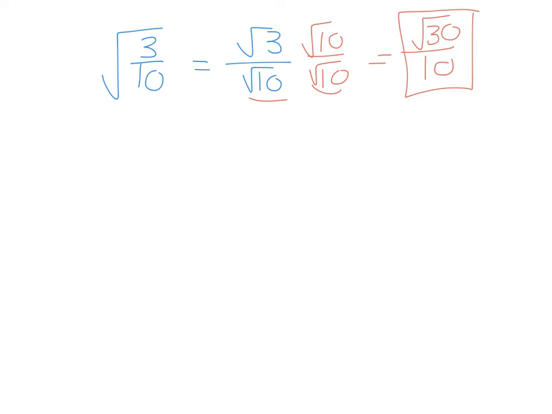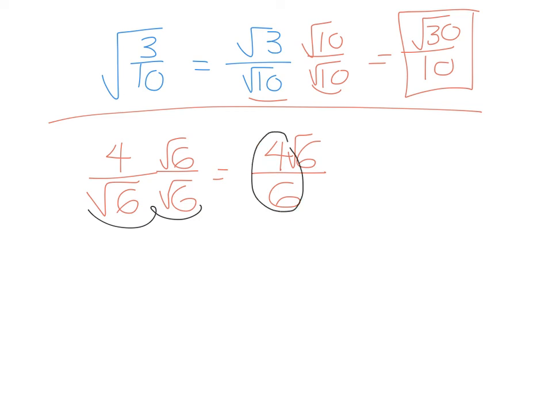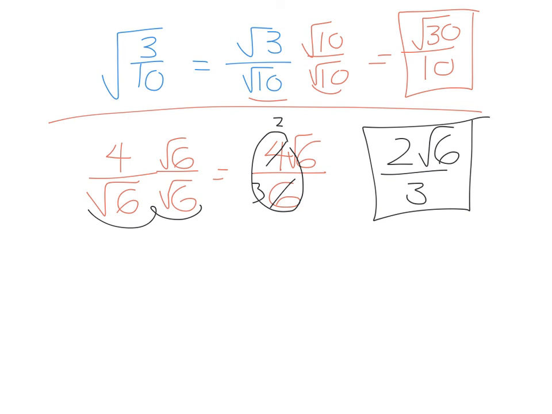Let's do just plain 4 over rad 6. I need to rationalize the denominator, multiply by rad 6 over rad 6. I get 4 rad 6 over just plain 6, because rad 6 times rad 6 equals just plain 6. I need to simplify this fraction, dividing them both by 2. I get 2 rad 6 over 3. And that's how I leave that answer.